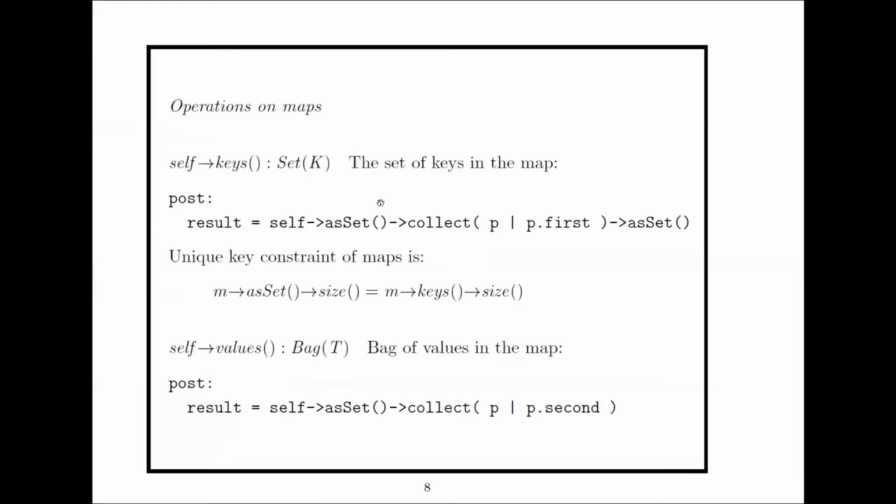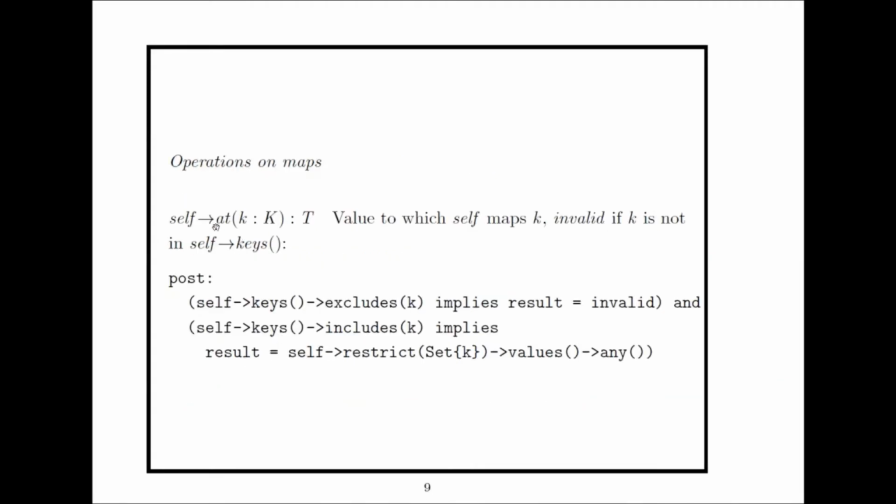There's many operations on maps. One basic one is to take the set of keys. Another one is to take the set of values. And another one is to evaluate a map at a given key value. If the key value is not in the map, then the result is the invalid value of t.